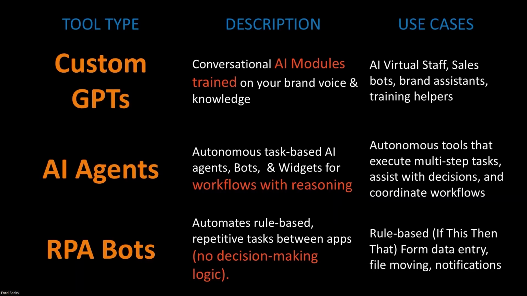Those are AI modules that are trained to do a specific task. I think of them as your virtual staff, like sales bots, brand assistants, training helpers. I want to say VA, but I don't. It's not a real person, it's AI. And then you have AI agents. Those are custom programmed modules, bots or widgets that actually have workflows with reasoning. So the difference between an AI agent and a custom GPT is there's more workflows to it.